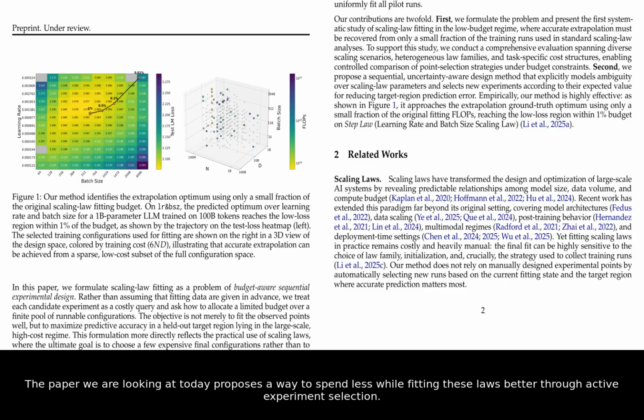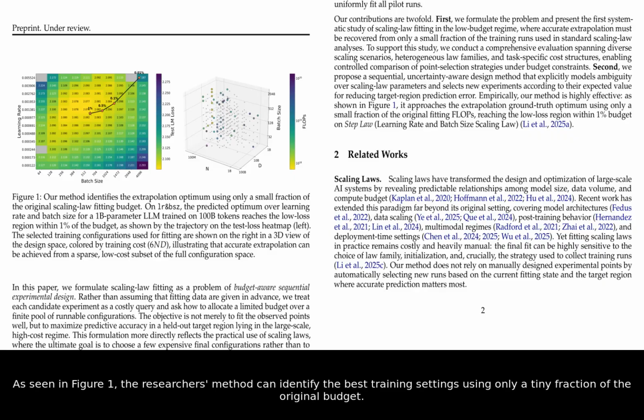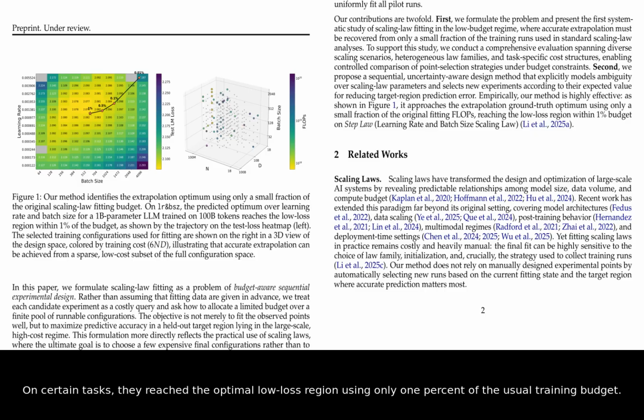through active experiment selection. As seen in Figure 1, the researchers' method can identify the best training settings using only a tiny fraction of the original budget. On certain tasks, they reached the optimal low-loss region using only 1% of the usual training budget.